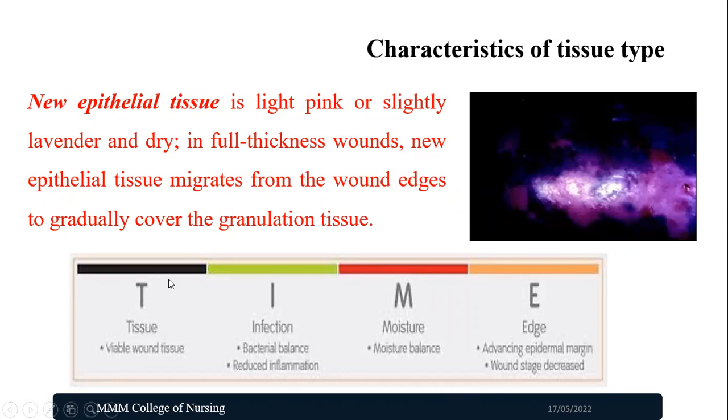And you can use the TIME criteria to assess the tissue type and whether the wound is viable. In case of infection, there will be a bacterial balance and reduced inflammation. M for moisture balance. E for edge, that is, the advancing epidermal margin, with wound stage decreasing. So the TIME criteria will help you to assess the wound tissue type.